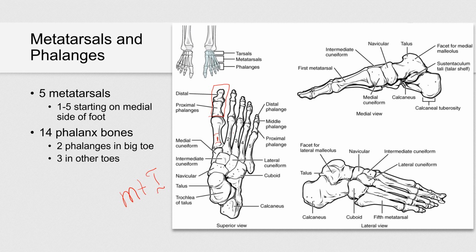And then phalanges, similar to phalanges on your hand. You have digits 2 through 5. Those digits have proximal, middle, and distal phalanges. So right there. And the big toe has only proximal and distal phalanges.